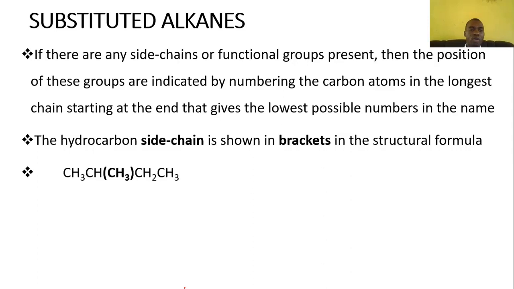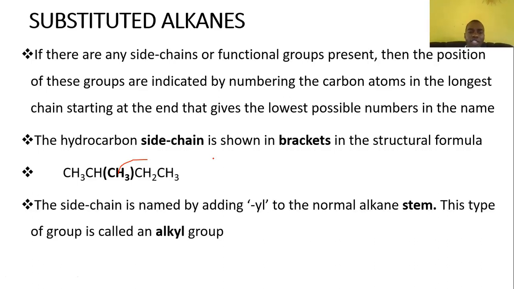For example, this one, and I want you to bear in mind that most of the side chains that we're going to deal with are the CH3 or the CH2CH3. So we have got the CH3, which is known as the methyl group, and we've got the CH2CH3, which is known as the ethyl group. So the side chains that we'll be dealing with are, number 1, this group here, which is called the methyl, then we also have the one which starts with CH2, then CH3, which will be called the ethyl group. Now, the side chain is named by adding YL to the normal alkane stem.